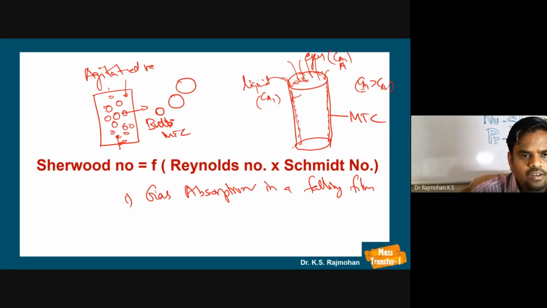We can even have a wetted wall column. Again, this is similar to the falling film: we have a wall which is wet, so we have a wetted wall column. These three are examples of simple geometries, and we are able to obtain some of the values for these systems.